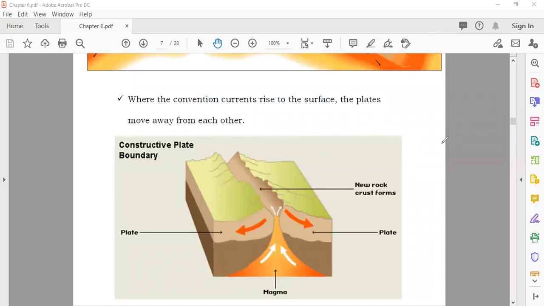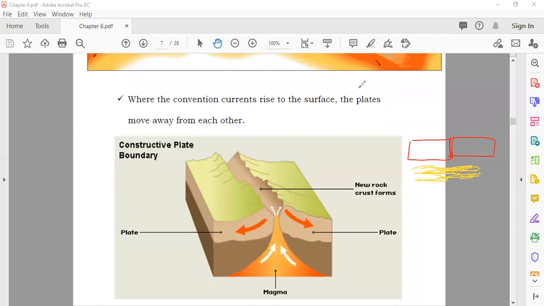Okay, I'll explain this one part again. For example, now, let's say you have these two plates. These plates are very close to each other here. You can see these two plates. And let's say under these plates you have lava. Let's say this is the lava or magma.